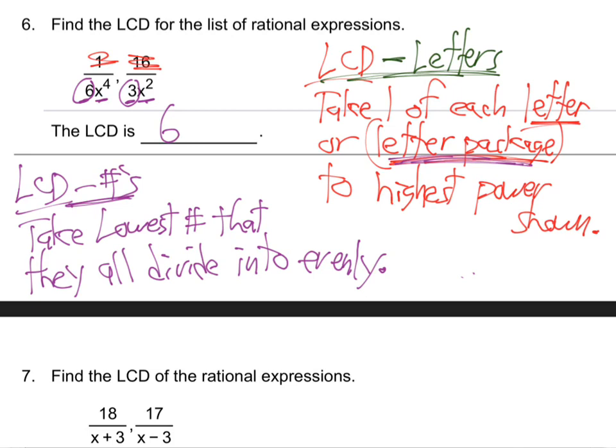So I look and I go, okay, x to the 4th, x squared. I'm not going to take them both. Just one, the higher one. X to the 4th, done. Does that make sense what I'm saying? So when it comes to the letters, you only take one of each letter or letter package. I don't take the x to the 4th and the x squared. I just take one of them to the highest power shown. I took the higher power one, not the lower one.